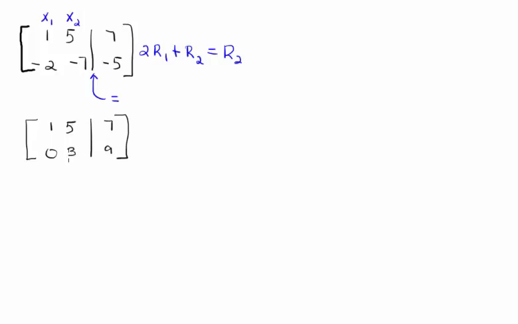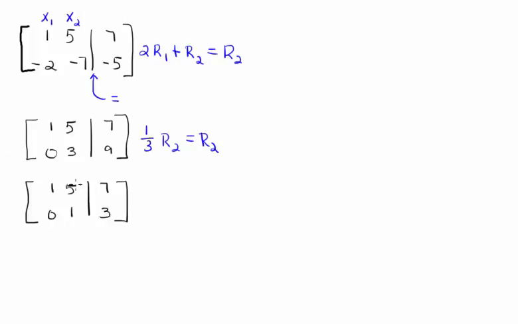Next, we want to make this 3 a 1. We can do that by multiplying row 2 by a third, and putting our result back in row 2. Again, row 1 does not change, it stays the same. So we could just rewrite row 1 again as 1, 5, and 7. Next, we multiply row 2 by a third. 0 times a third is 0. 3 times a third is 1. And 9 times a third is 3.